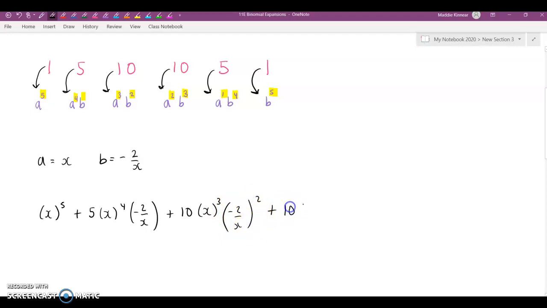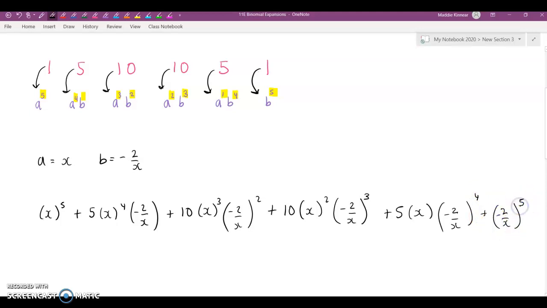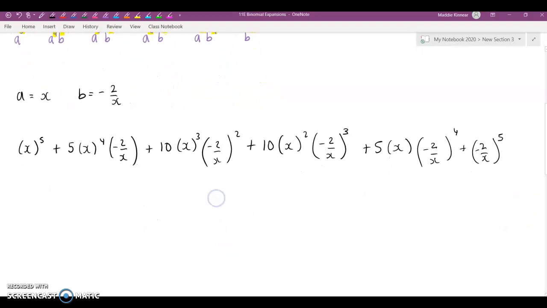plus 10 lots of a squared times b cubed, well, that should be an x, plus 5 lots of a to the power of 1, so it's just an x on its own, times b to the power of 4, and then finally plus 5b to the power of 5, which is negative 2 on x to the power of 5. And then from here we just simplify.